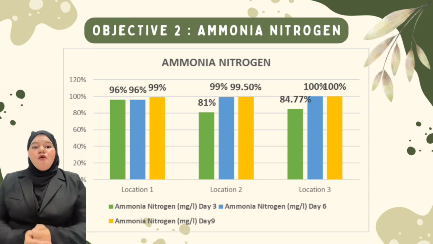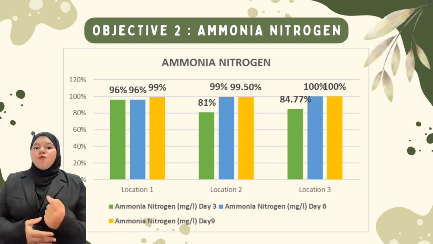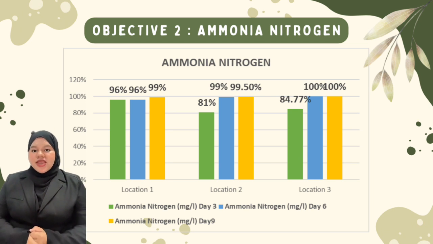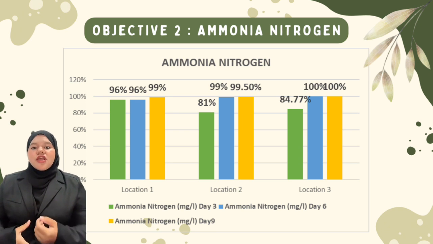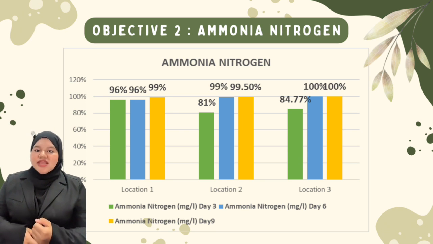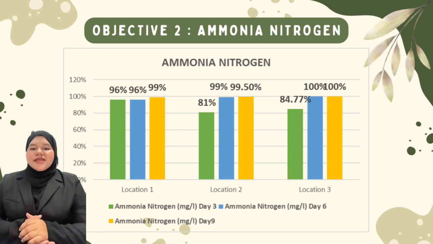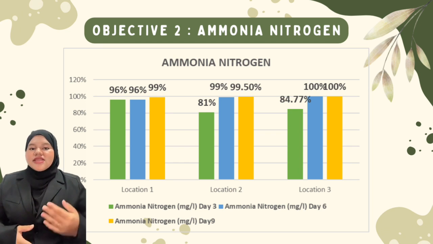For the second objective, we focus on ammonia nitrogen, which is one of the key indicators of water pollution. At the beginning of the experiment, the ammonia levels were quite high because of the presence of organic and chemical waste in the water. However, after the application of EM mudballs, the level decreased significantly.